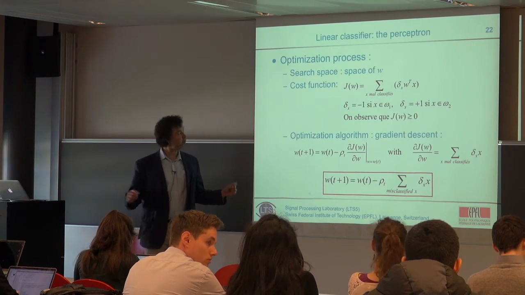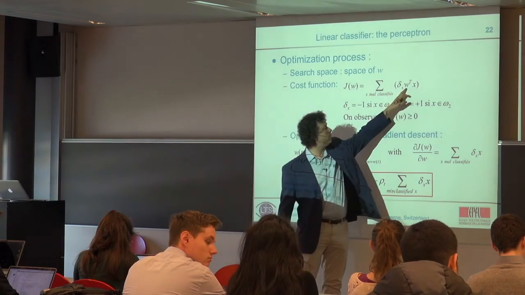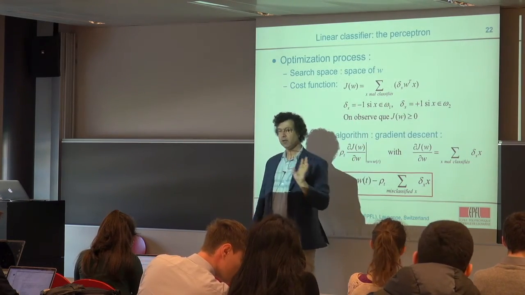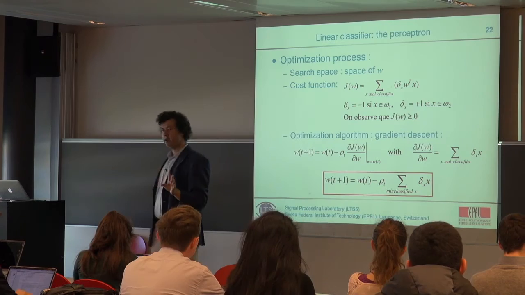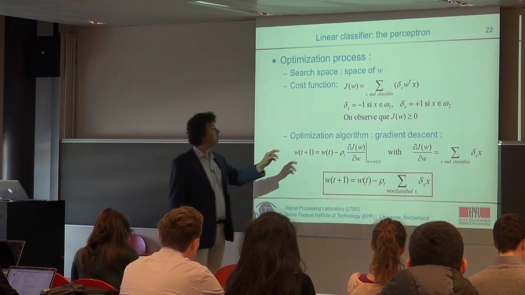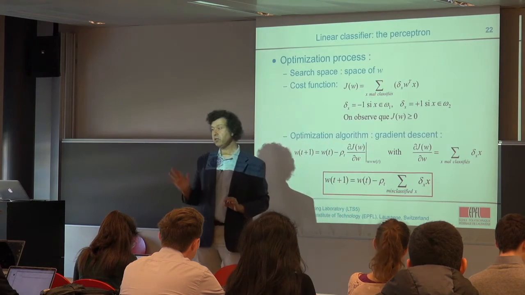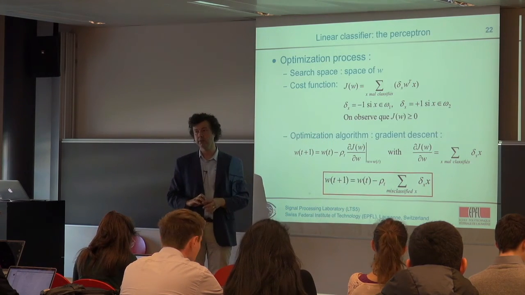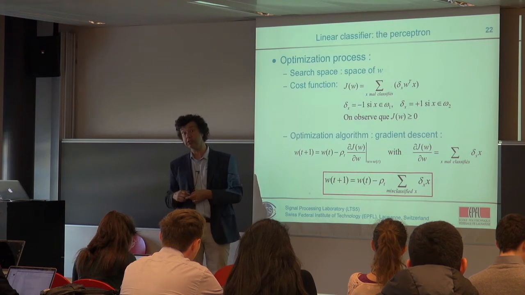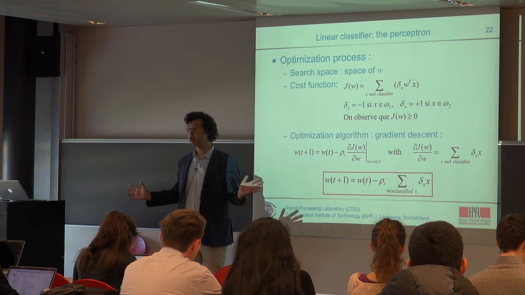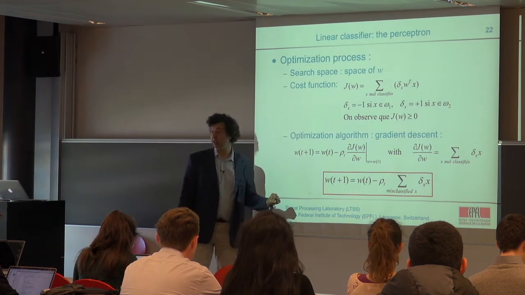And now I just have to find what is the value of W that will minimize this cost function. And when I find the W that will minimize this cost function, I will have found my best linear classifier based on my data. At least the one that minimizes my cost function. And I do that by a simple gradient descent. You remember what a gradient descent is?